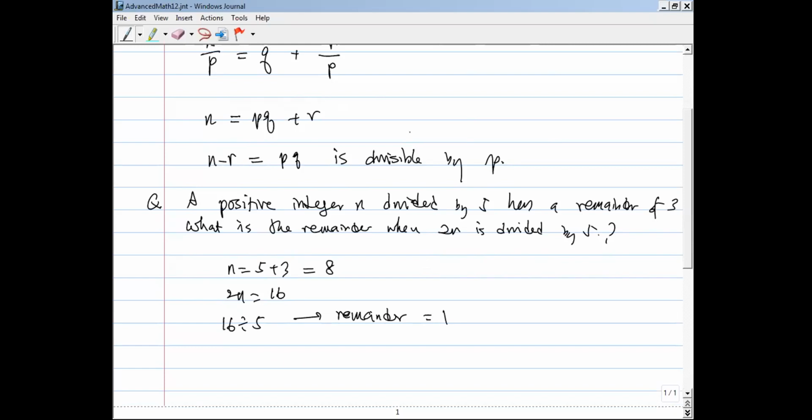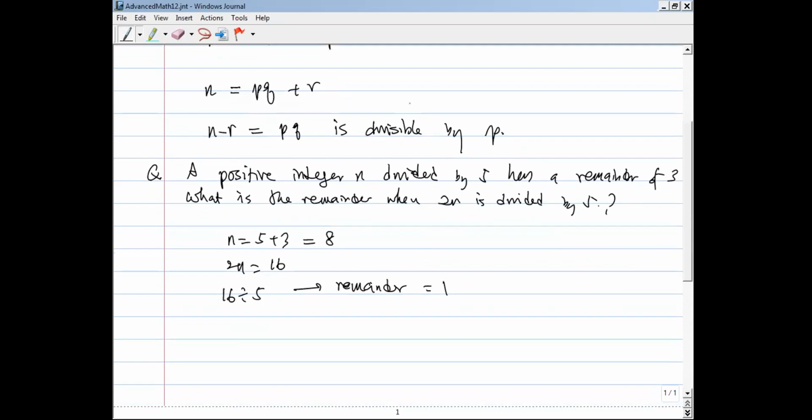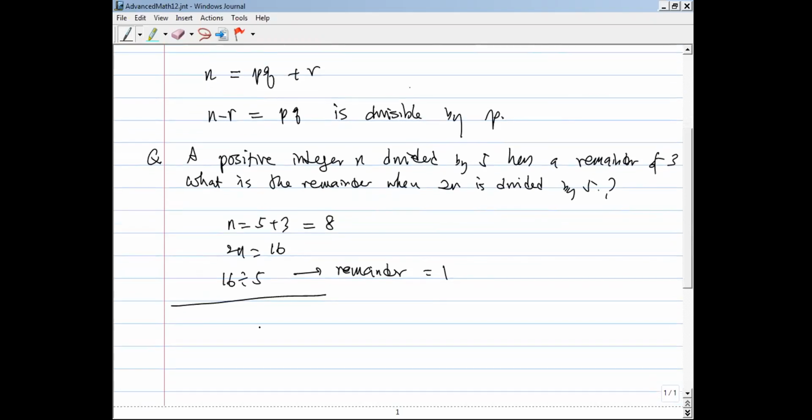But in mathematics, this is not a perfect solution, because what happens if n equals another number, 23, for example? Do you still get remainder 1? So it's better not to assume a specific value for n. This is a correct answer if you know there's only one answer, but then we should try the following.